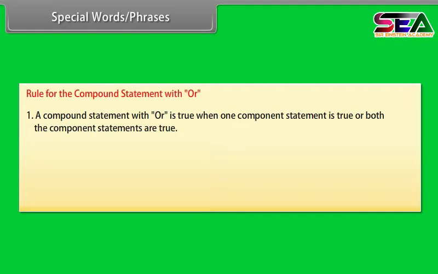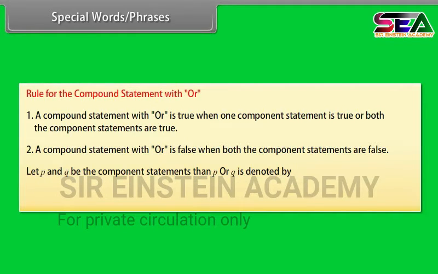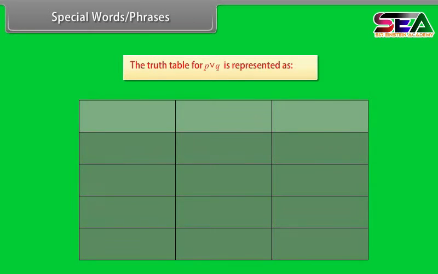1. A compound statement with "or" is true when one component statement is true or both the component statements are true. 2. A compound statement with "or" is false when both the component statements are false. Let P and Q be the component statements, then "P or Q" is denoted by P ∨ Q. The truth table for P or Q is represented as: for P true and Q true, P or Q is true. For P true and Q false, P or Q is true. For P false and Q true, P or Q is true. For P false and Q false, P or Q is false.